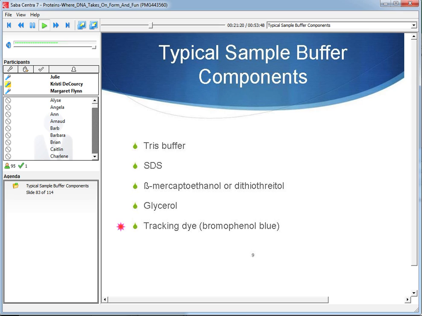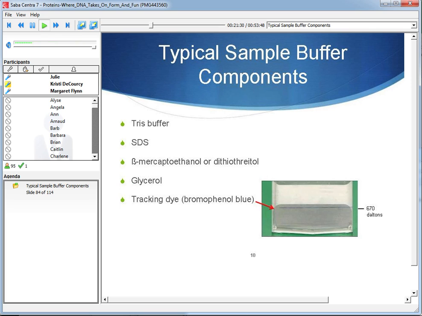So the tracking dye, just like for DNA electrophoresis, serves two purposes. One is it helps us load. It's always easier to load something if you can actually see it. And the other is it gives us an idea of where the samples have run in the gel. This is just a little cutout of a gel showing a dye front of the bromophenol blue, and it runs at about 670 Daltons. So generally your proteins are all going to be lined up behind it. So you know if you've run that dye front down to the bottom of the gel, your proteins will be stretched out behind that.